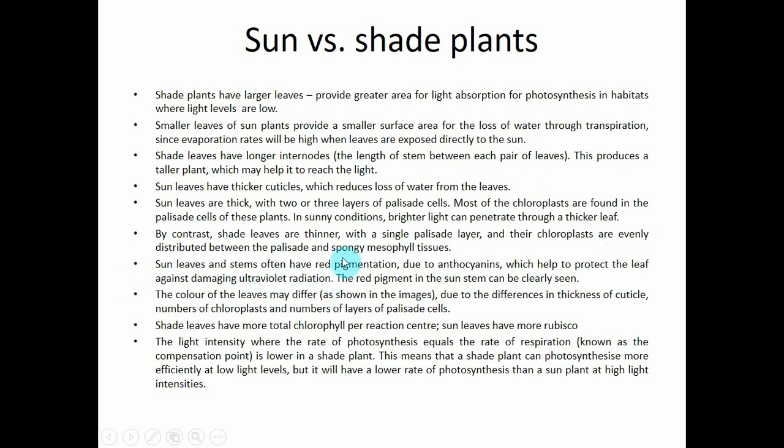The sun leaves are often red in pigmentation, and this is due to anthocyanins, which is a type of red pigment. So xanthophyll, chloroplasts, carotenoids, it's just a pigment that will reflect that red wavelength. So to prevent excess absorption of energy that will otherwise have to be lost to heat or actually causing ultraviolet damage.